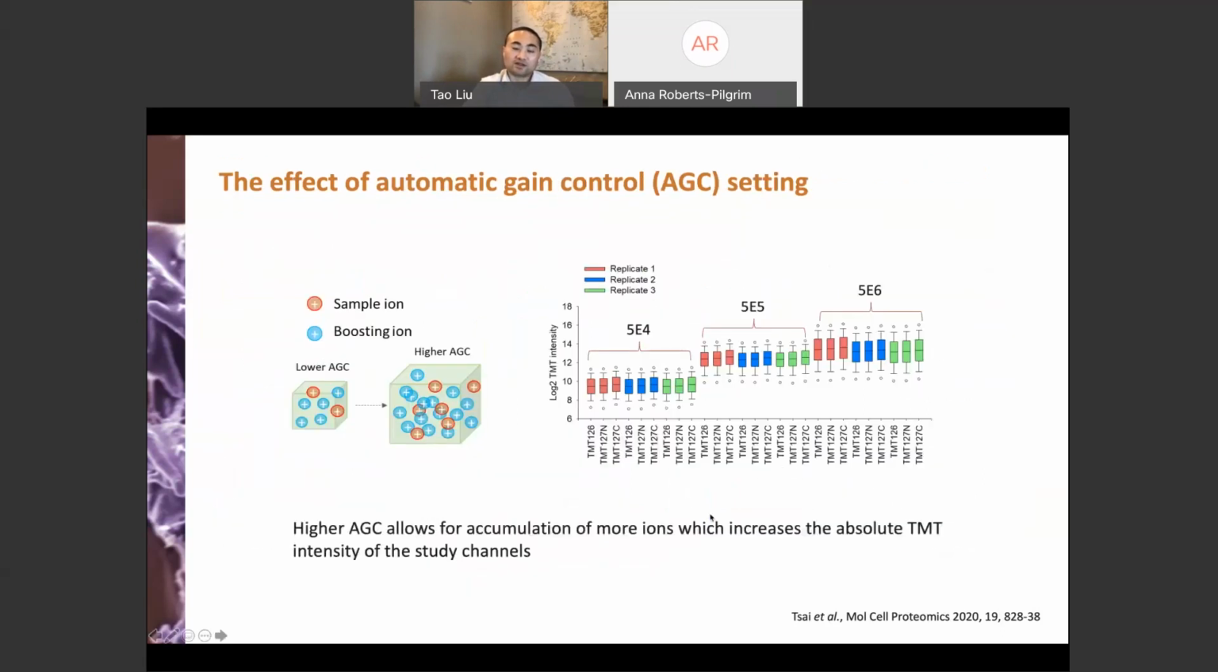So one way to do this is to increase the total ions that's allowed in the mass spec, by increasing what we call the automatic gain control in the Thermo instrument. By doing so, once you increase the absolute amount of ions into the C-trap, you're also increasing the absolute amount of ions from the sample channel. Even though the overall ratio from sample to boosting doesn't change, the absolute amount of sample ions increases, as evidenced in this plot.